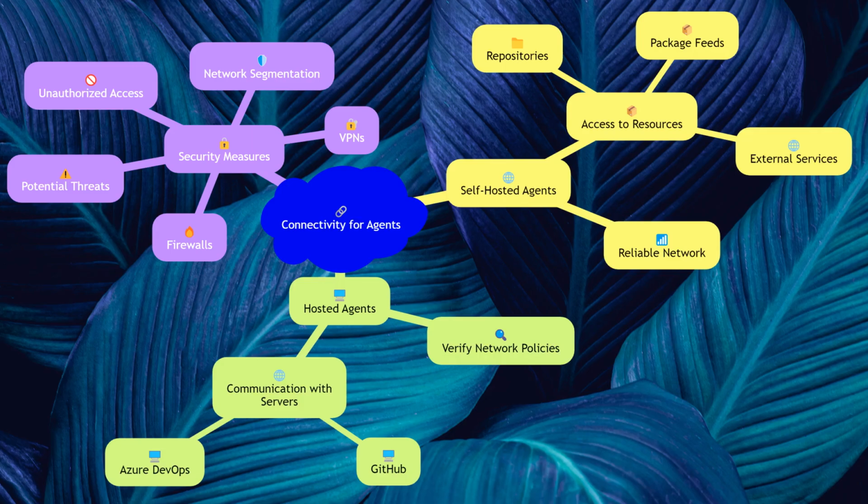Connectivity is vital for the smooth operation of your agents. Ensure that your self-hosted agents have reliable network connections to access necessary resources, such as repositories, package feeds, and external services. For hosted agents, verify that your network policies allow communication with GitHub or Azure DevOps servers. Additionally, consider security measures like VPNs, firewalls, and network segmentation to protect your infrastructure from unauthorized access and potential threats.